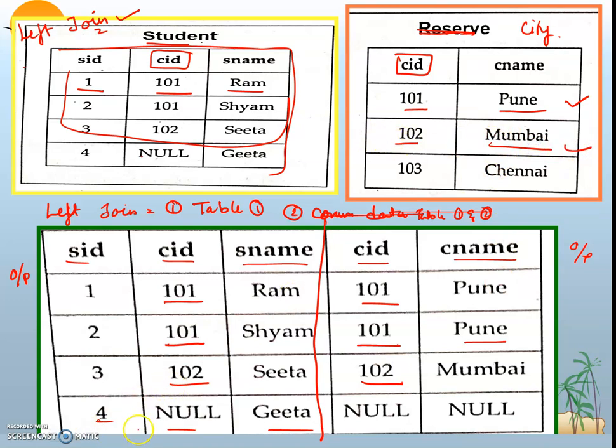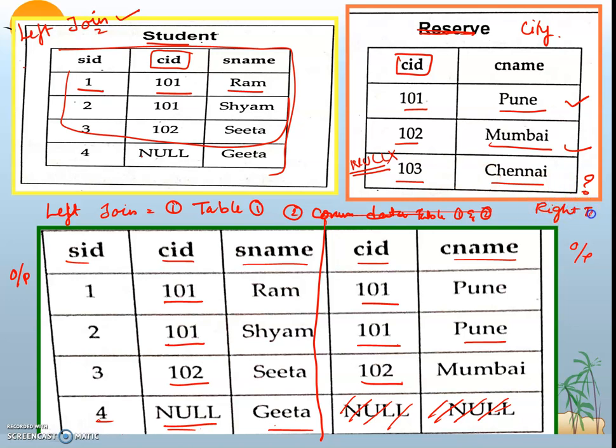Now coming to your null, for null Geeta, is there any null value present in the right side? No, there is no null data available obviously. So what should I do? There is no matching record found, so I'll be placing null in place of CID and CNAME for the respective value for null Geeta. Now, is there anything to write for 103 Chennai? That is the question. No, because 103 Chennai belongs to the right part of the table.